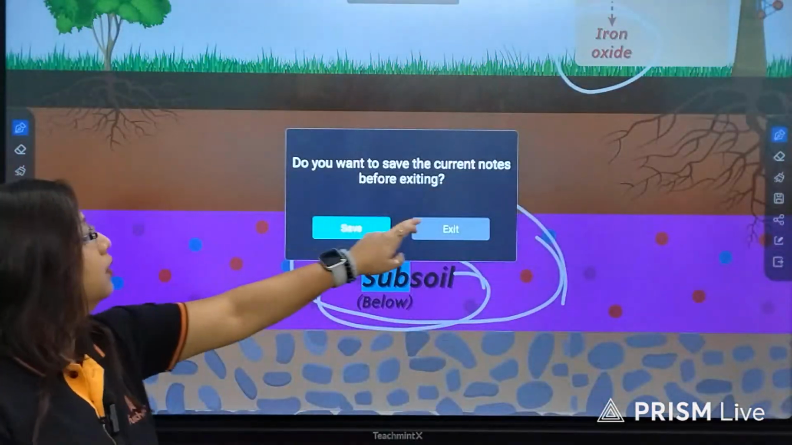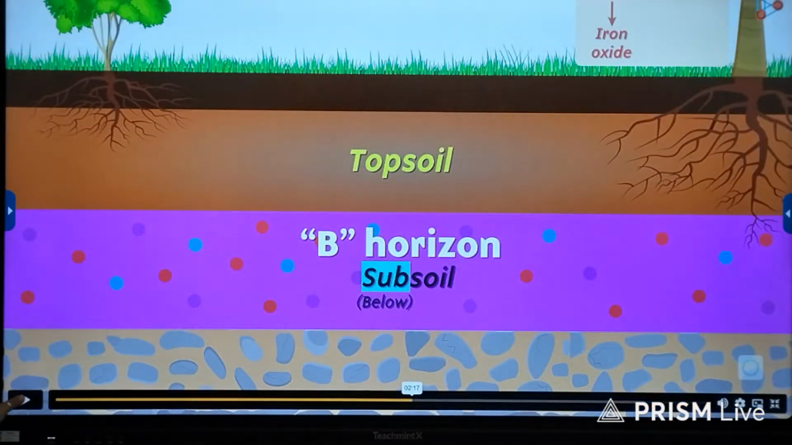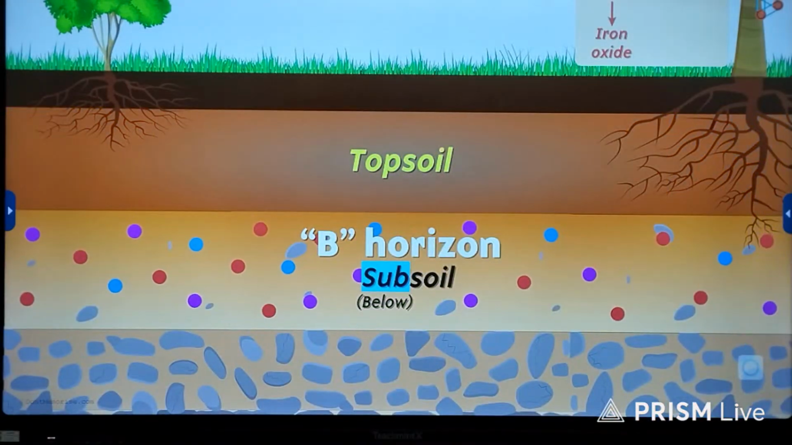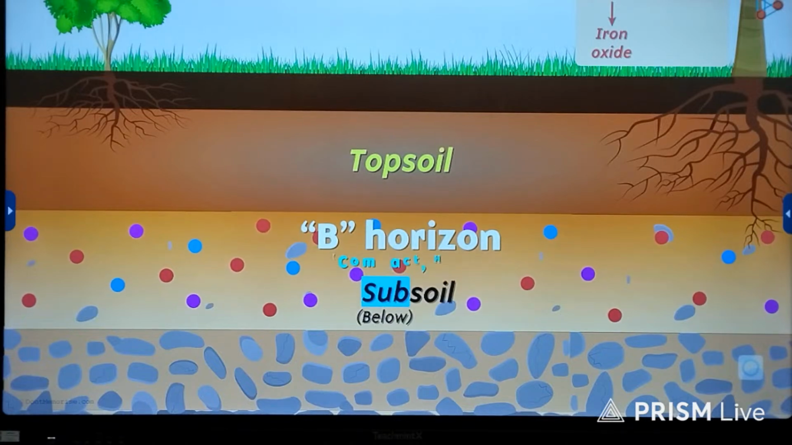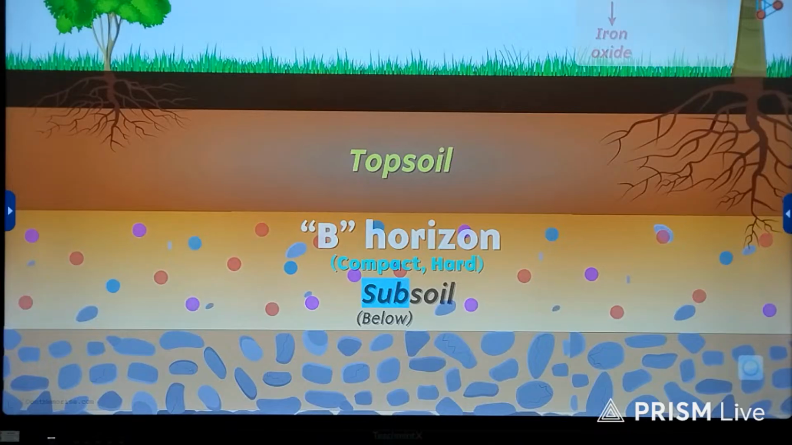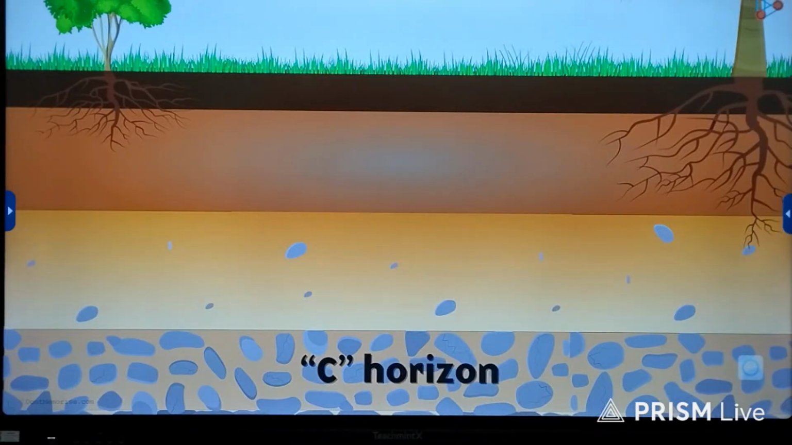Okay, so let's continue. It differs from the layers above and below it. In spite of the presence of minerals and clay in this layer, the layer is very compact and hard. Only a few large trees have their roots growing in this region. What comes after the B horizon? Yes, it's the C horizon.